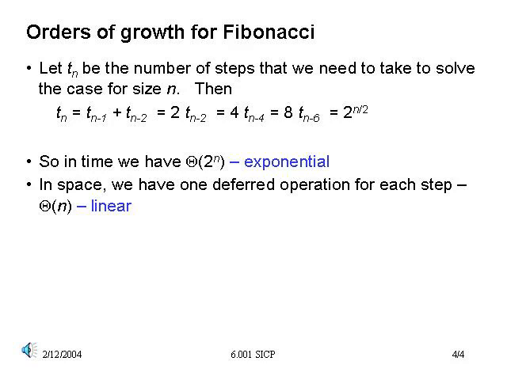To convince yourself of this, assume that each step takes 1 second and see how much time it would take for an exponential process as compared to a linear one as n gets large. In terms of space, our tree shows us that we have basically one deferred operation for each step, or in other words, the maximum depth of that tree is linear in the size of the problem, and the maximum depth exactly captures the maximum number of deferred operations.